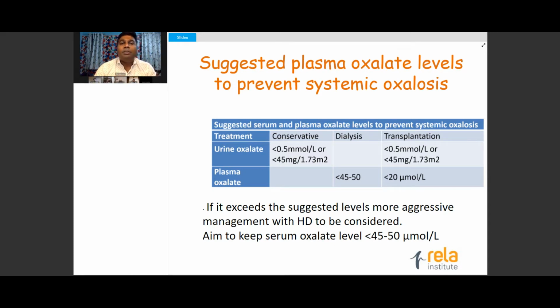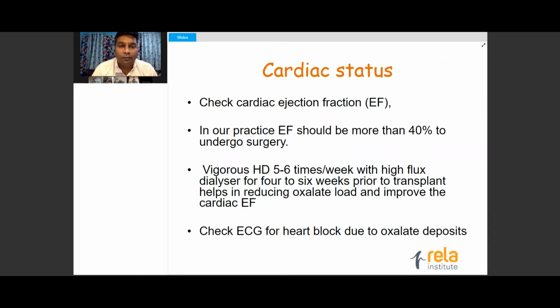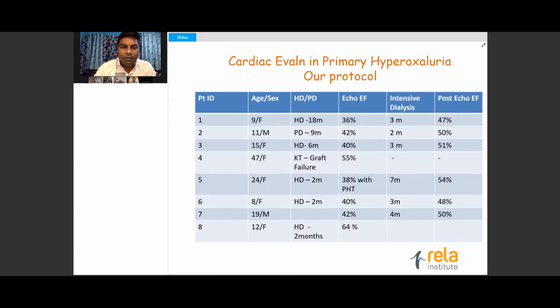And obviously, cardiac status is one thing we look at, because it can make somebody a contraindication for a transplant. The ejection fraction should be at least 40%. You can see many of the patients came with a low ejection fraction, and we need to put them on an intensive dialysis regimen so that it increases, and then we take them for a transplant. You can see at 3 months of dialysis, how with the intense dialysis, it has improved.